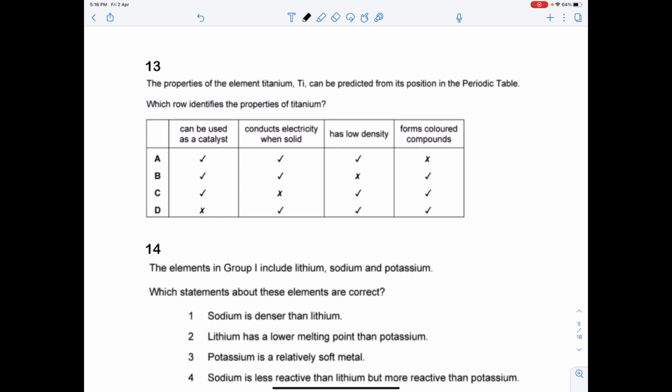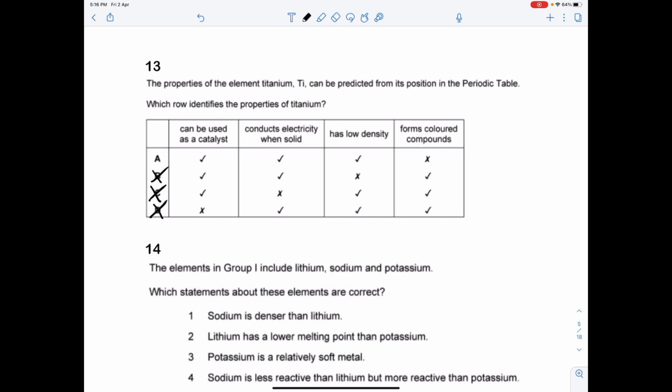The properties of the element titanium can be predicted from its position on the periodic table. Which row identifies the properties of titanium? Well, titanium is a transition metal, so it can be used as a catalyst. D is out. So now we're only looking at these top three, A, B, and C. Does it conduct electricity when solid? Well, yes, it's a metal, so it's not C. It has a low density. Titanium has a high density because it is a transition metal, so it can't be B.